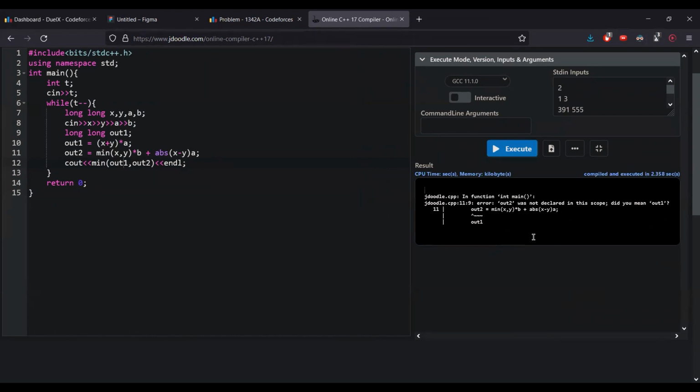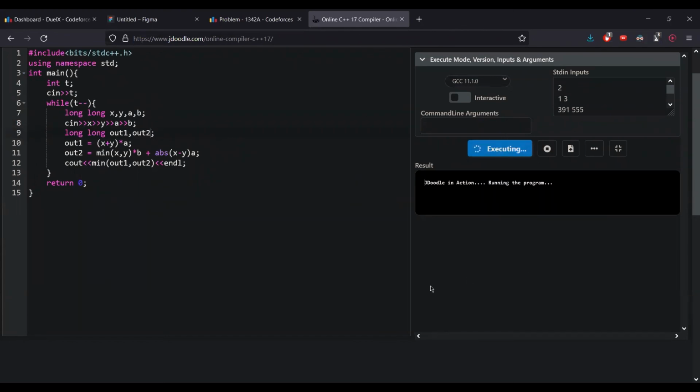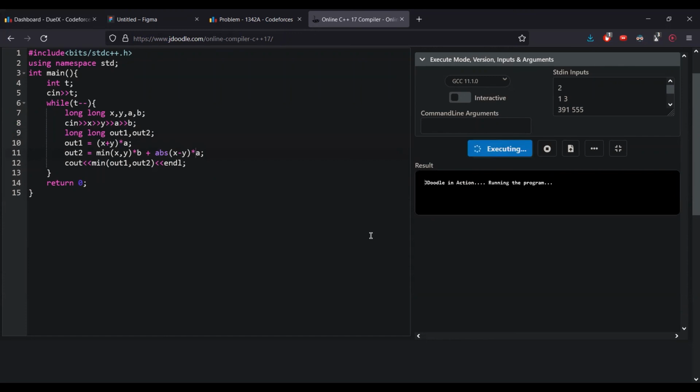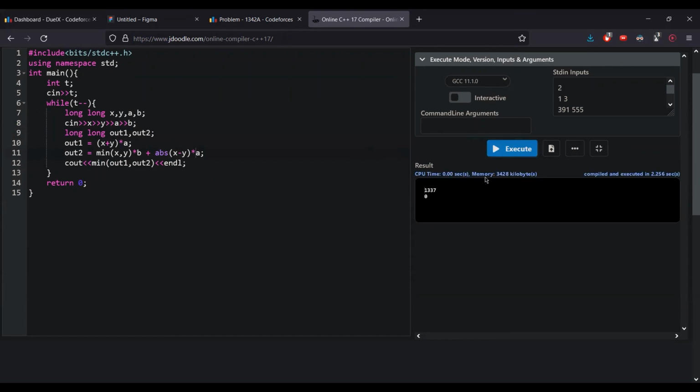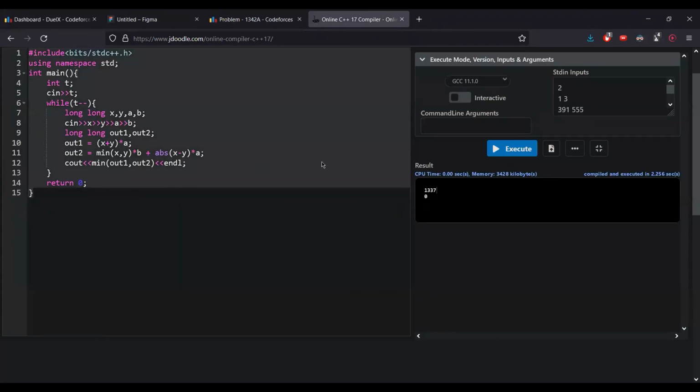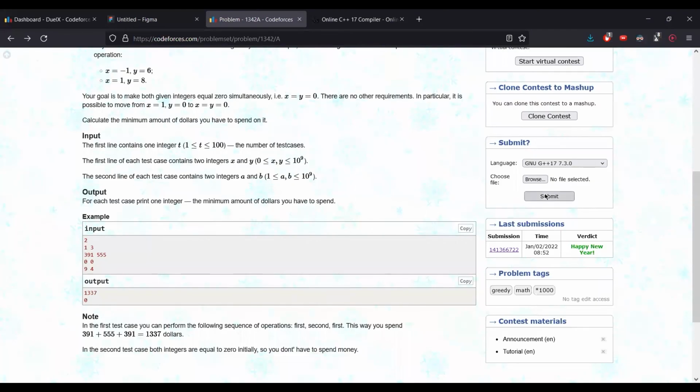What else did I expect from C++? What errors? Oh, I did not declare this. Oh no. Oh my god, what is wrong with you, C++? See, I did get the correct answer though. 13370. Cool.